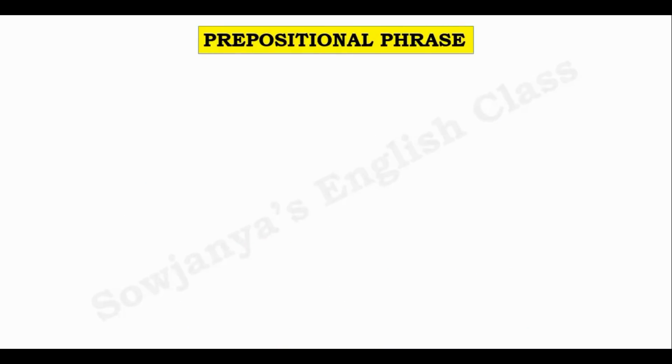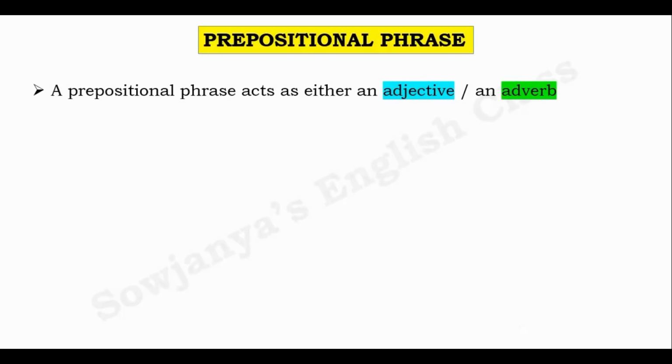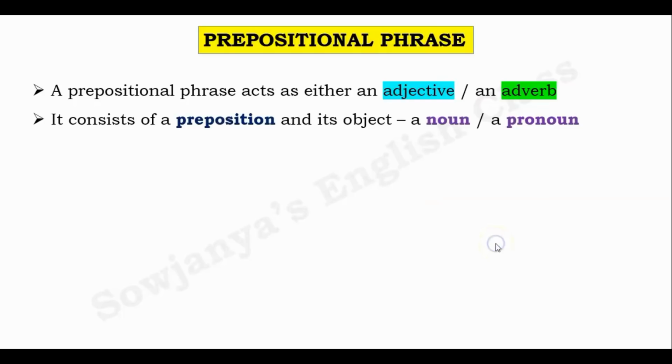Next comes the prepositional phrase. Here you may face a little bit of difficulty, because till now we have seen noun phrase, verb phrase, adjective phrase, adverb phrase, which act according to their name. Here, a prepositional phrase is a bit different, because it acts as either an adjective or an adverb in the sentence, but not as a preposition. That makes this a bit tricky, but try to understand it.